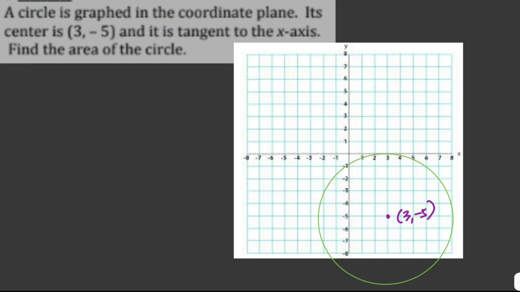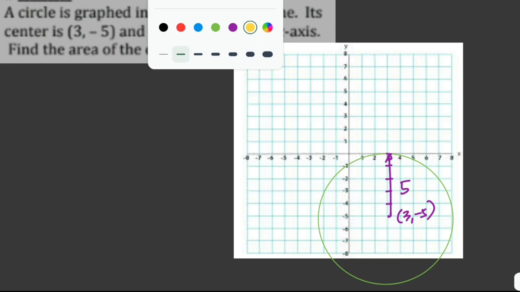So the value of the radius is the distance from the center to any point on the circle. So we can count from here. One, two, three, four, five. So the distance from the center to this point here on the circle is equal to 5. Therefore, the radius is equal to 5.